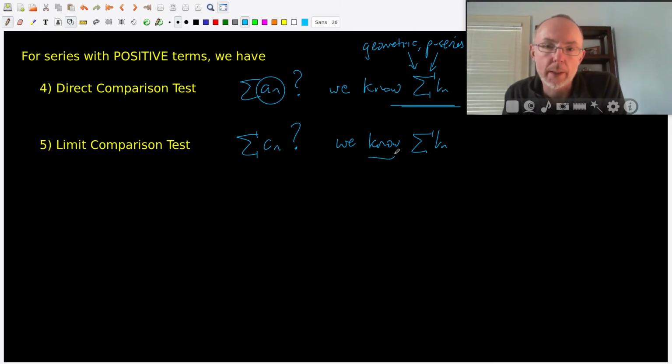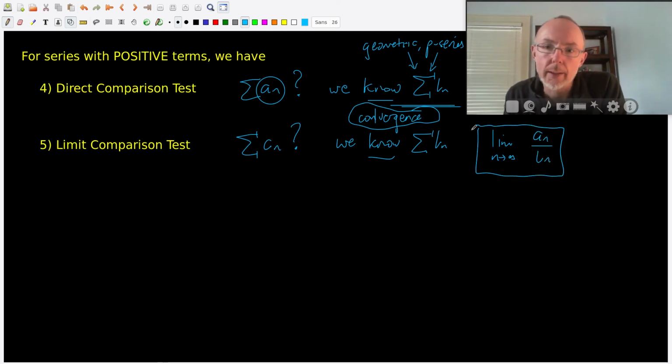I don't mean we know the values. We know whether it converges or not. That's the key, whether these things converge or not. The limit comparison looks at the limit as n tends to infinity of a sub n over b sub n. And if that quantity is a positive real number, then these two things will either converge or diverge together.